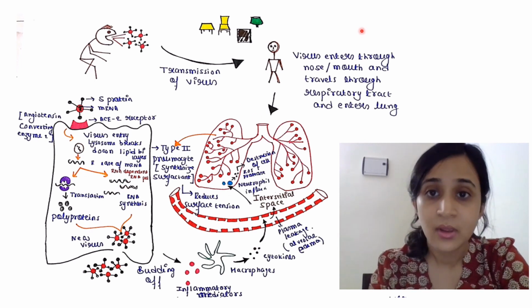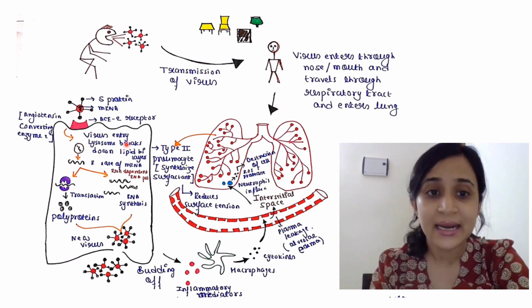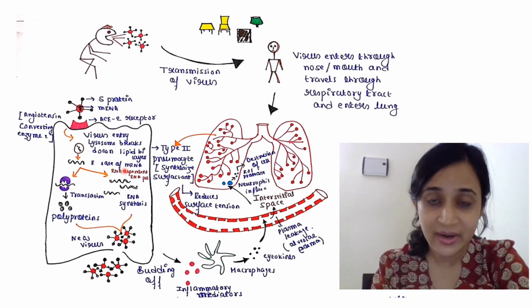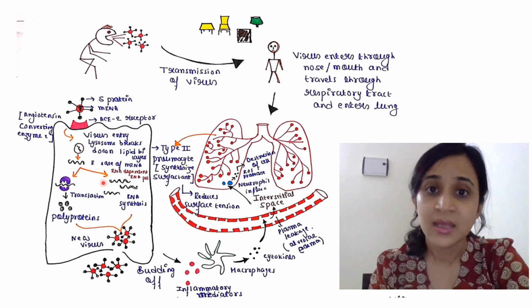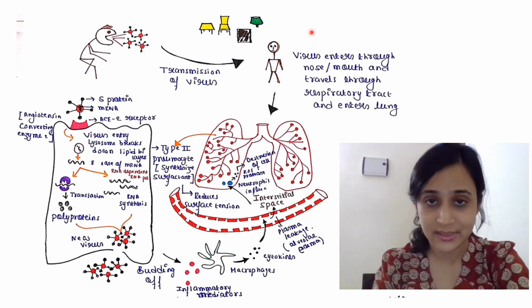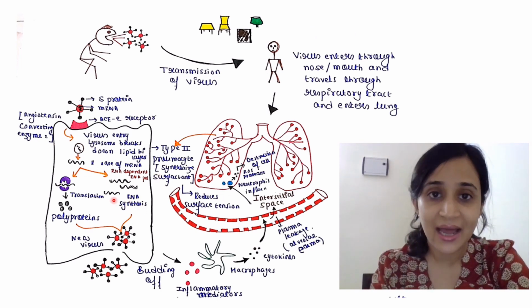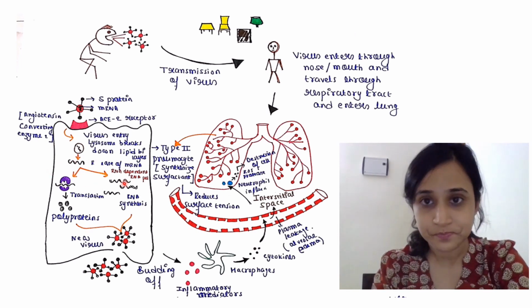But how? Well, it will take the help of our host cell RNA-dependent RNA polymerases. These are enzymes that generate RNA from an RNA template. That's why the name is RNA-dependent RNA polymerase. So it will generate numbers of viral RNA from the RNA template itself in the cell.